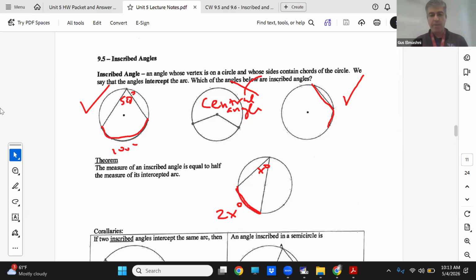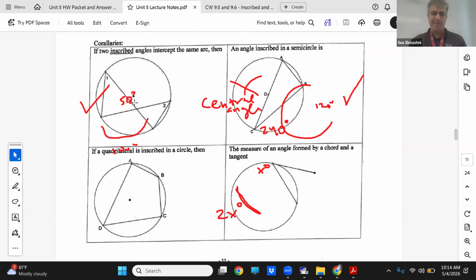Or this one looks pretty big. This one looks like it's probably 120, we'll say. So if that's 120, how long is all this? 240, correct. So it's got to be that. It's pretty simple. That's all we're doing.